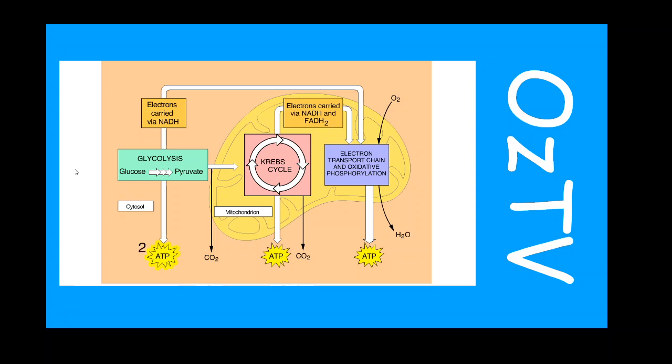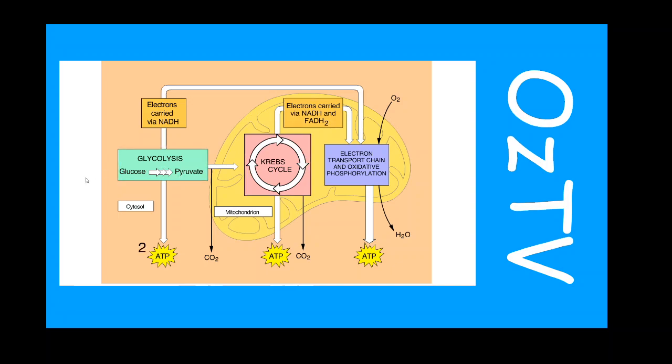A net output of 2 ATP molecules are also produced in glycolysis for every glucose molecule processed. But most of the energy released by the breakdown of glucose is carried by the electrons attached to NADH.